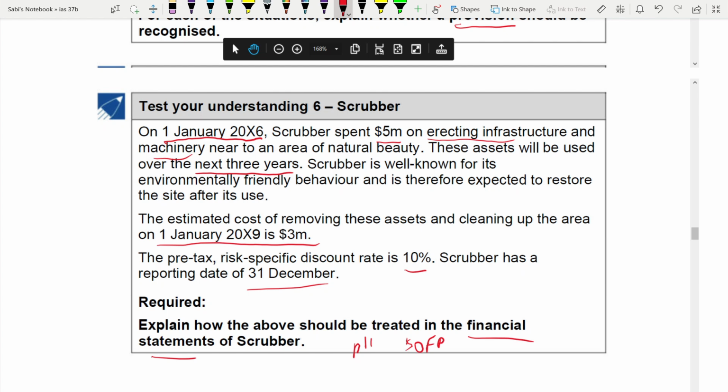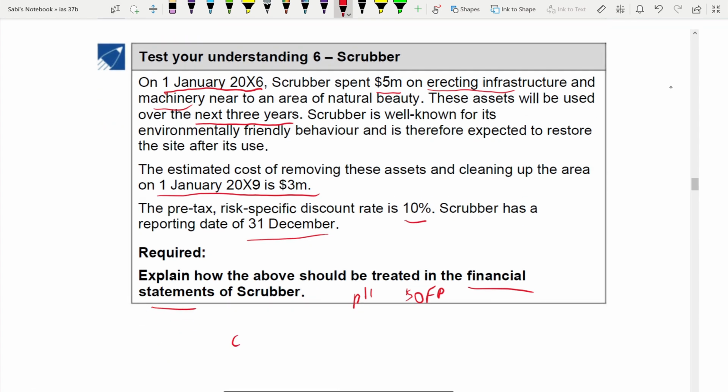So you first need to understand whether a provision needs to be recognized or not. For that, you need to understand whether an obligation is there or not. Right? It has an obligation. It has a constructive obligation to restore the area. How? As a result of the past event, because you have erected the infrastructure. That's a past event. Right? And Scrubber is well known for its environmentally friendly behavior. It has been done in the past also. So constructive obligation is there. Therefore, you have to recognize a provision.